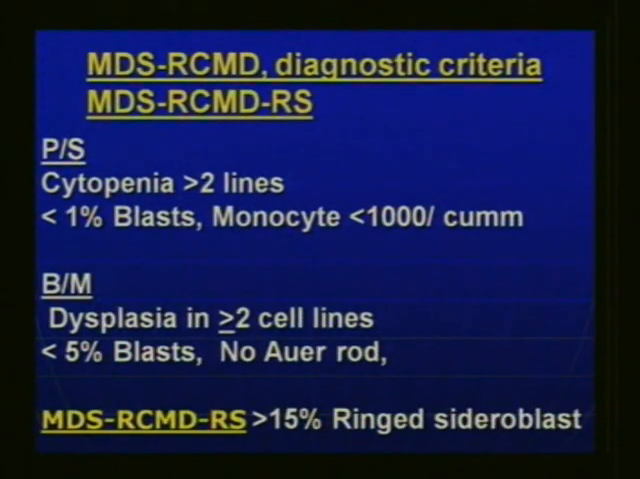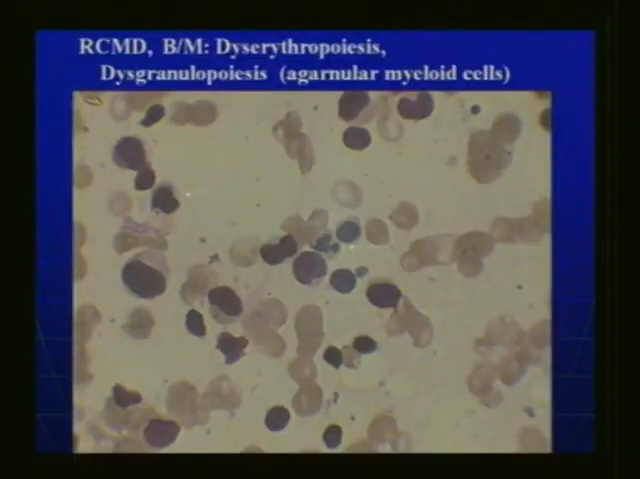Next, coming to another category, the MDS RCMD. The other one is called MDS RCMD RS. The RCMD is refractory cytopenia with multilineage dysplasia, and some of them may be associated with ring sideroblasts. So in RCMD RS, the cytopenia should be there in more than 2 cell lines. The peripheral smear blasts are less. Again, in the bone marrow also, there is dysplasia in more than 2 cell lines, and blasts are also less.